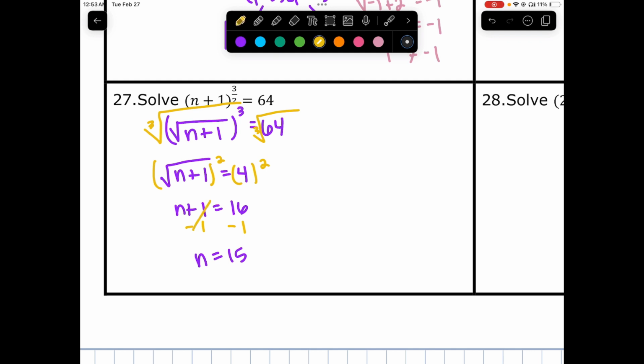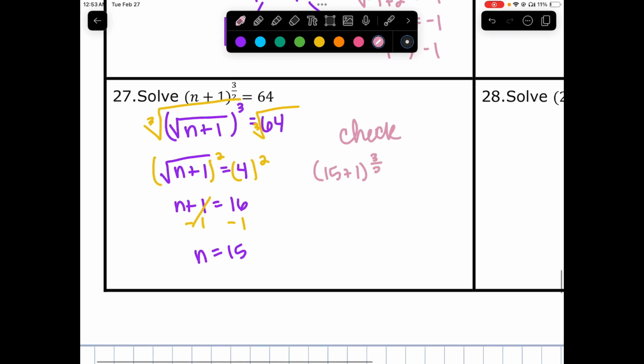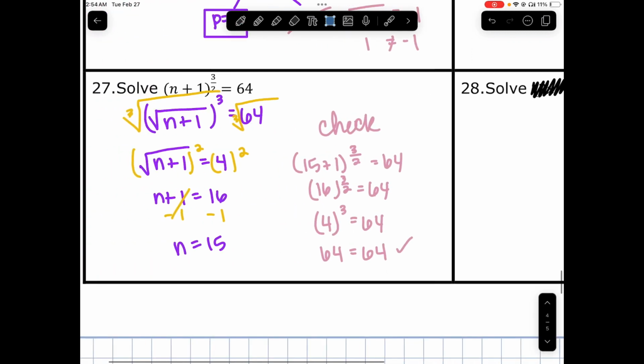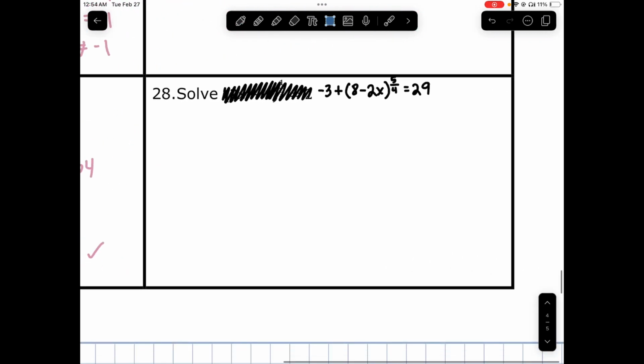I'm going to double check the answer. 15 plus 1 to the power of 3 over 2 equals 64. 16 to the power of 3 over 2 equals 64. The square root of 16 is 4. So 4 to the third power equals 64, and that is a true statement. Go ahead and try number 28.